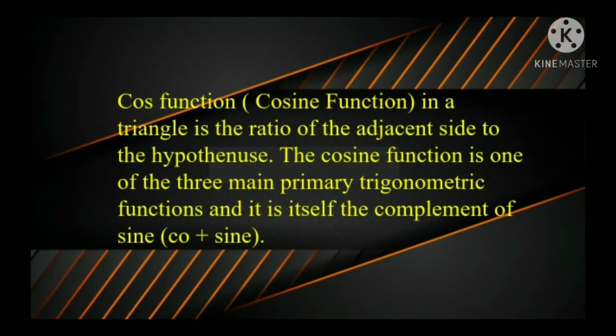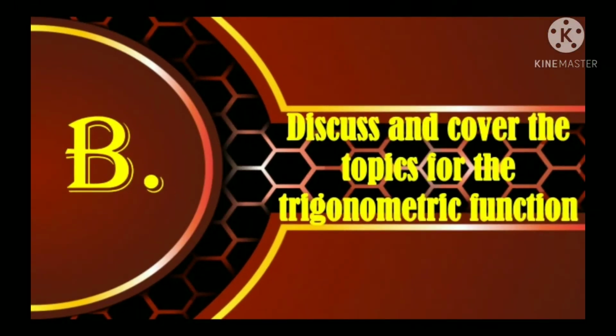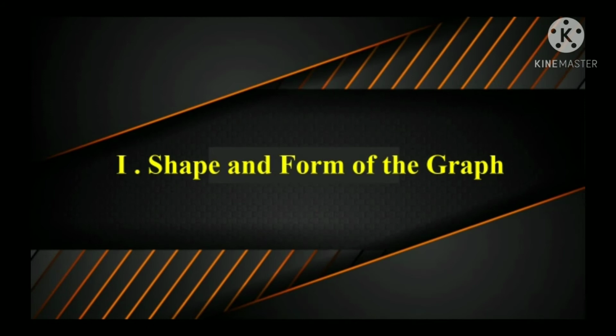Cosine function. The cosine of an angle in a triangle is the ratio of the adjacent side to the hypotenuse. The cosine function is one of the three main primary trigonometric functions and is itself the complement of sine, or co plus sine. We will discuss and cover the topics for the trigonometric function. Number 1. Shape and form of the graph.